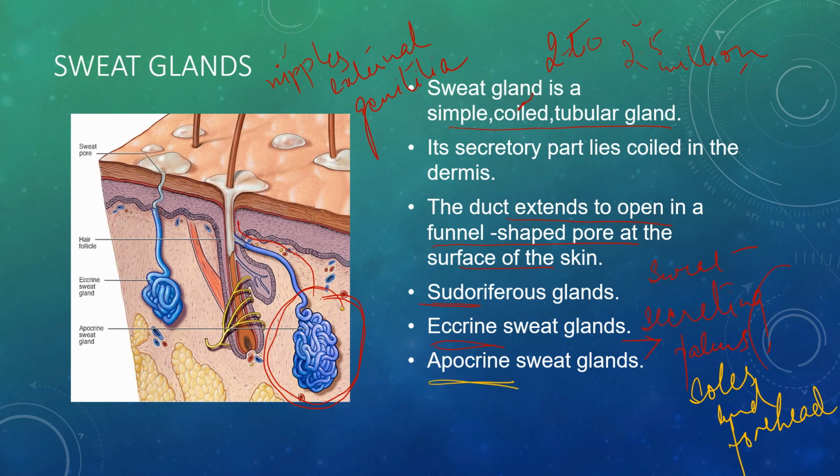So if you see this labeled diagram, you can see this is the eccrine sweat gland. You just follow my pointing. This is the eccrine sweat gland. The structure is the same, but the position is a little bit different. And this is the apocrine sweat gland. So now what is the eccrine sweat gland?